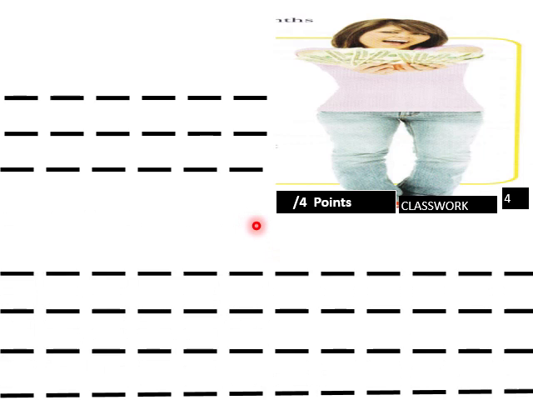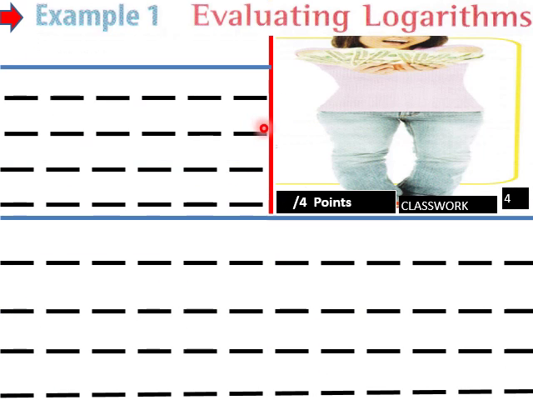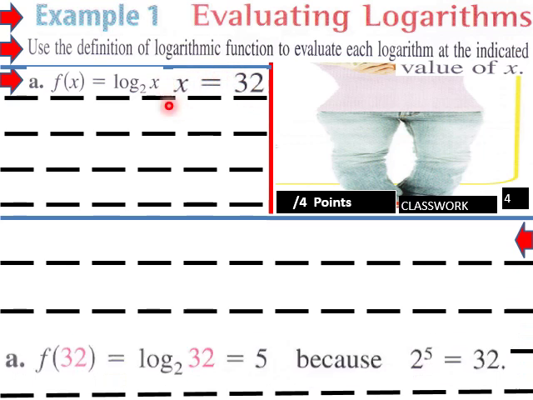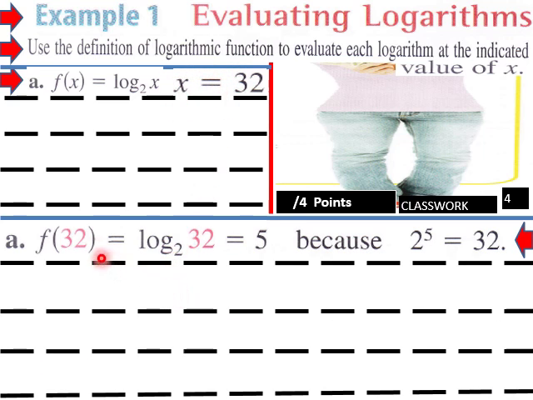Okay, let's go into an example here. Evaluating logarithms. Use the definition of a logarithmic function to evaluate each logarithm at the indicated value of x. So f of x equals log base 2 of x. And in this case, we're going to throw in 32 for x. So f of 32 equals log base 2 of 32, which would equal 5, because 2 to what power equals 32? It will be 5. So that's why this up here would equal 5.